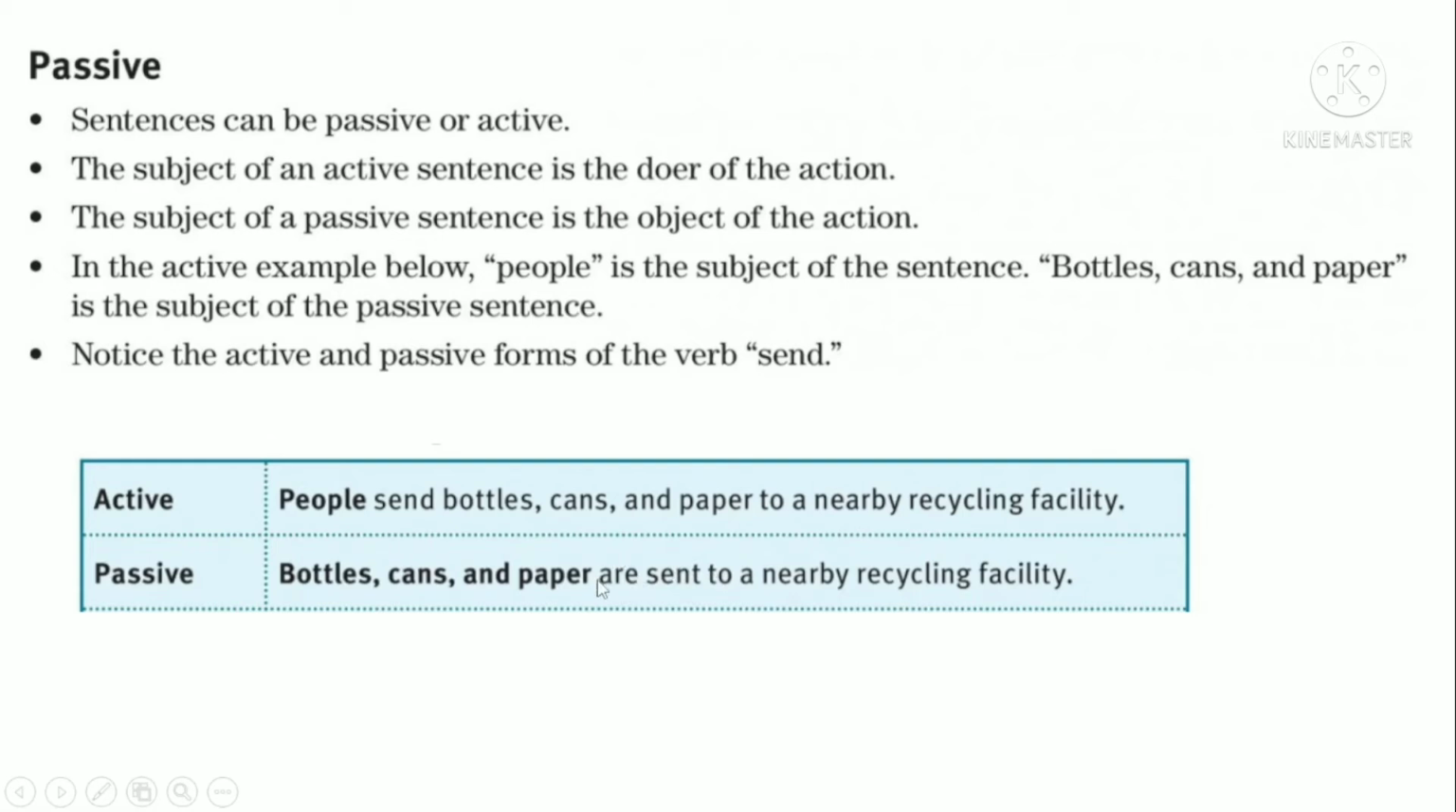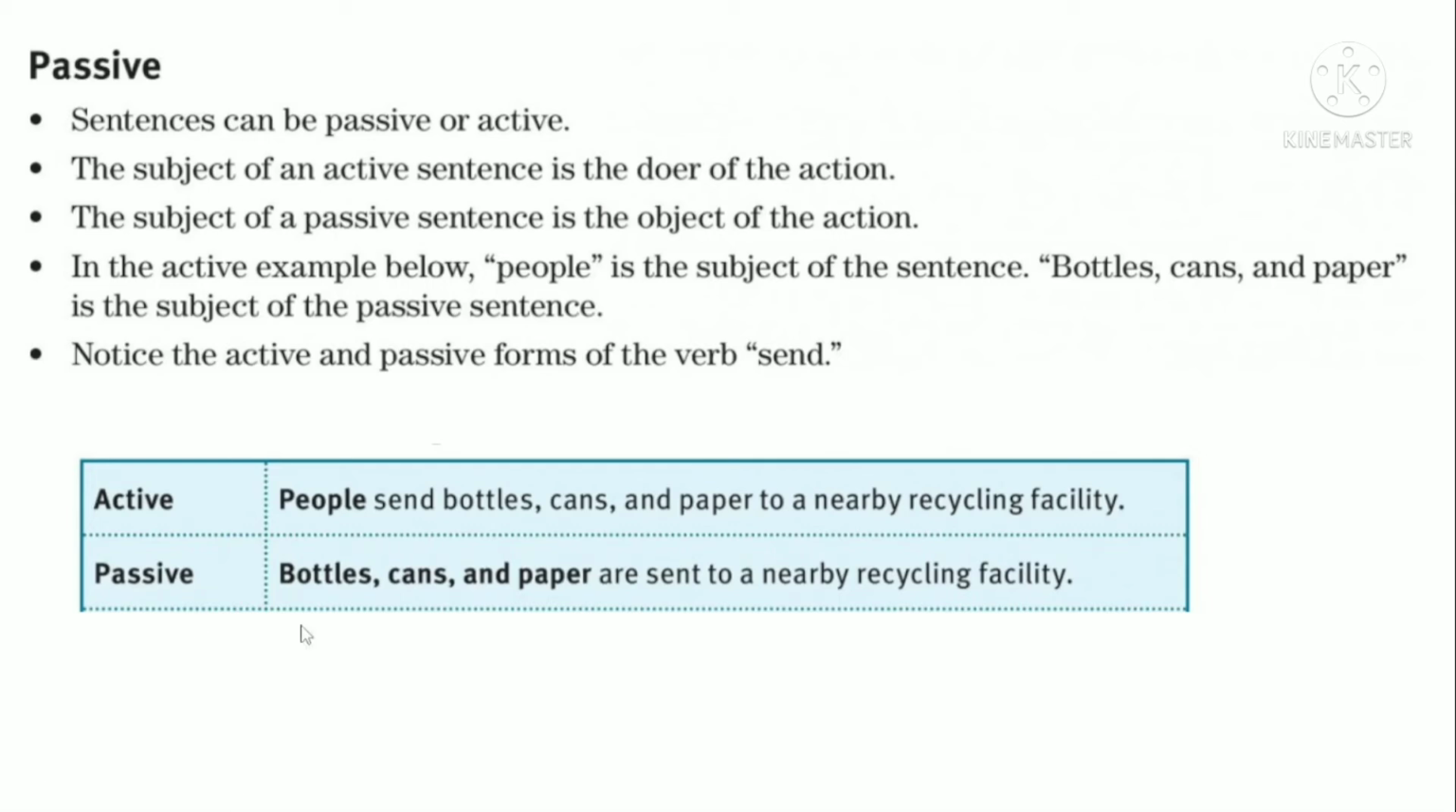Why are? Because bottles, cans, and papers are plural. That's why we use are. Okay, so in this class, we're going to do some exercises with passive voice and simple present. Then we're going to do other exercises with passive voice and present continuous. But first, let's do it with simple present, okay?